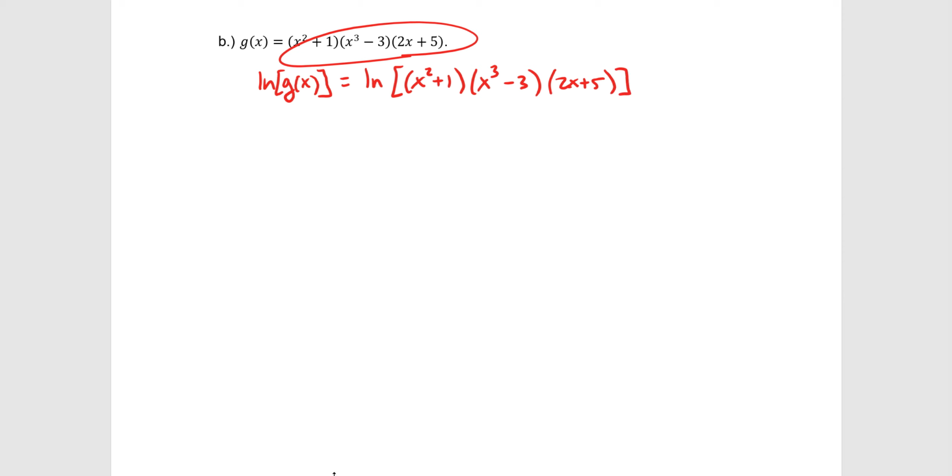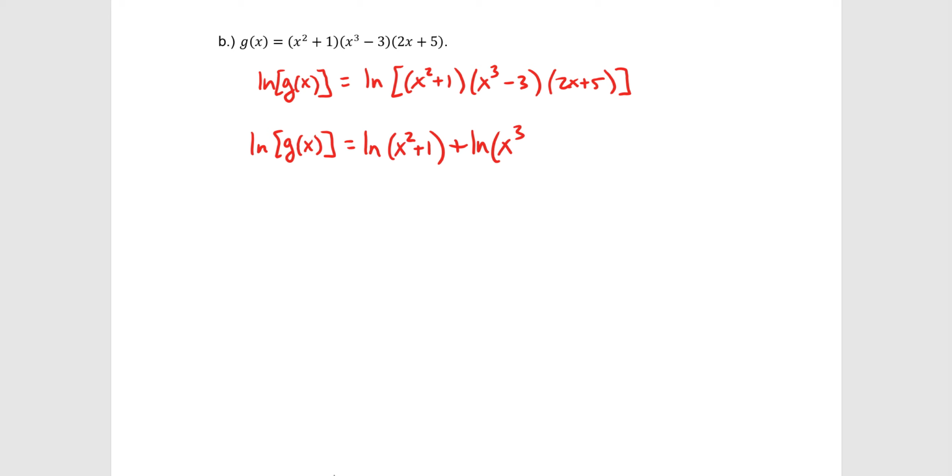Okay, so once we have the ln of both sides, now we can rewrite the right-hand side. So I'm going to leave that left-hand side alone, rewrite the right-hand side using the product rule. We give them all their own ln and separate it by addition. So we give each one of those factors its own ln, and then we add them all up. And now we can go ahead and take the derivative. Derivative of the left-hand side is going to be g prime over g. Once again, that will always be the case.